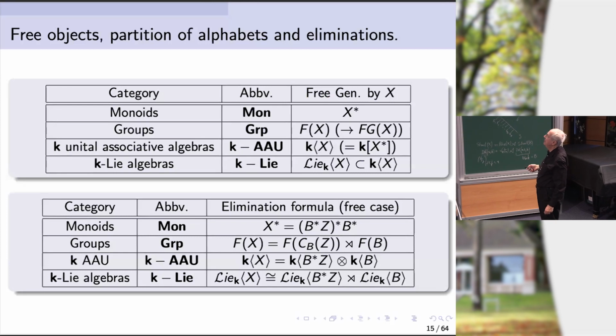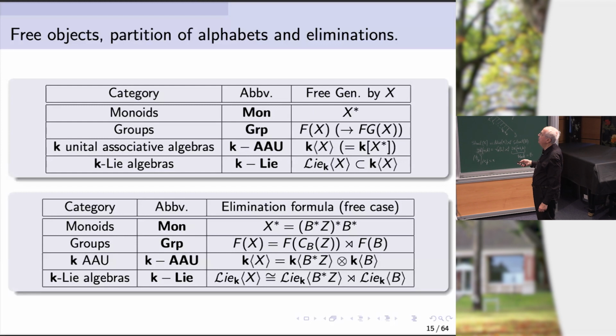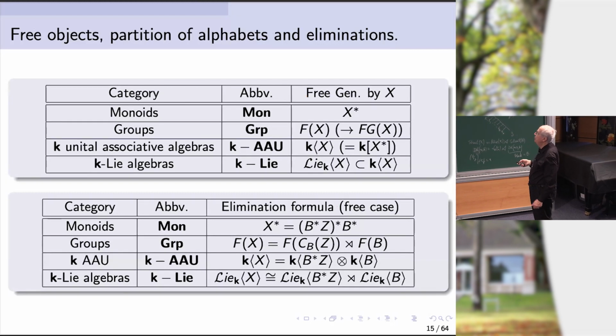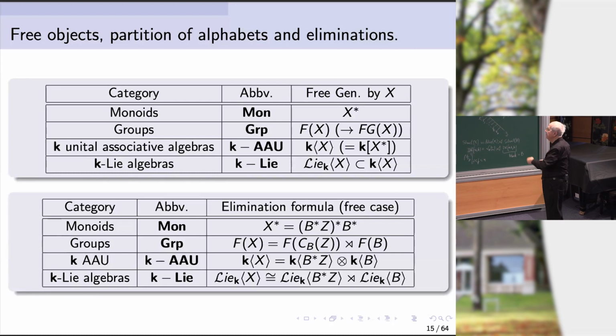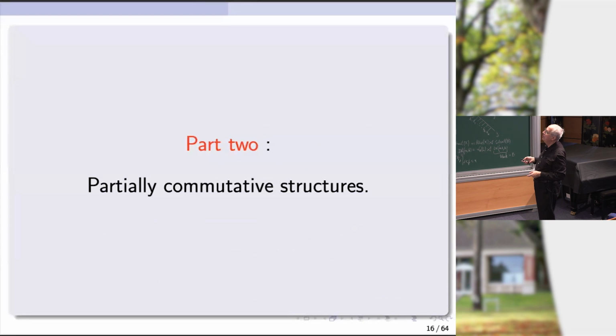So we will have two families of examples to guide us. Three: the totally commutative alphabet, the partially commutative alphabet, and the Drinfeld-Kohno Lie algebra for eliminations.